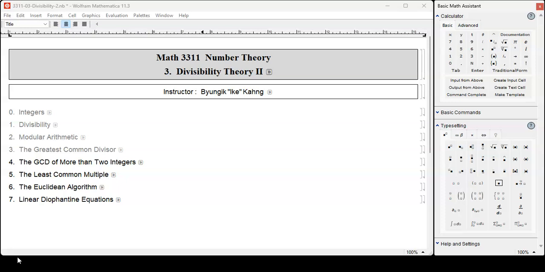All right, that concludes lesson 3 of all those. So that concludes chapter 2 of our textbook, Divisibility Theory. And next week, we are going to begin prime number theory.